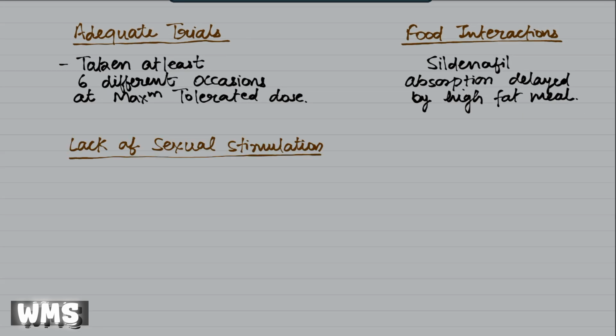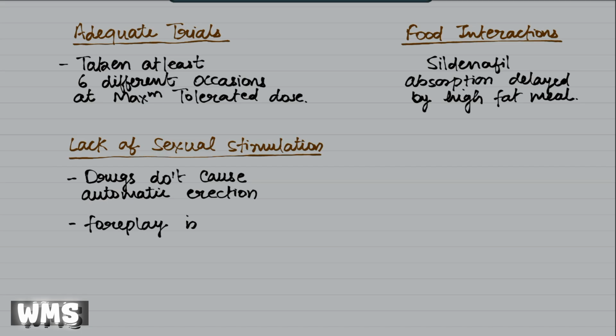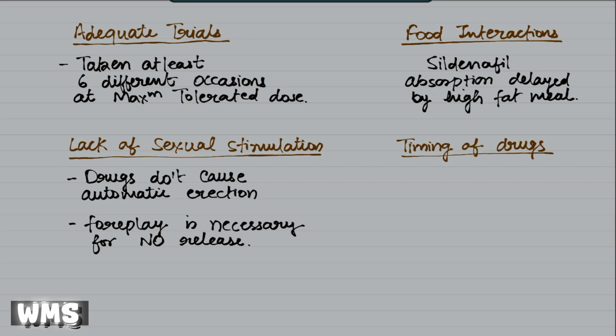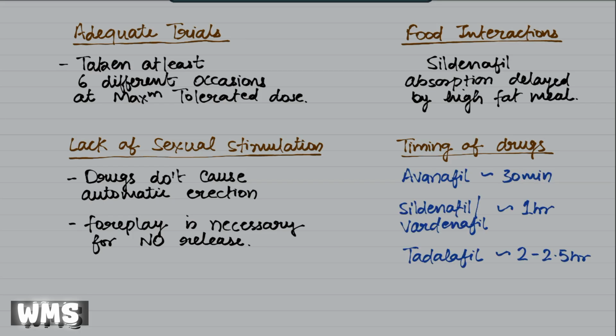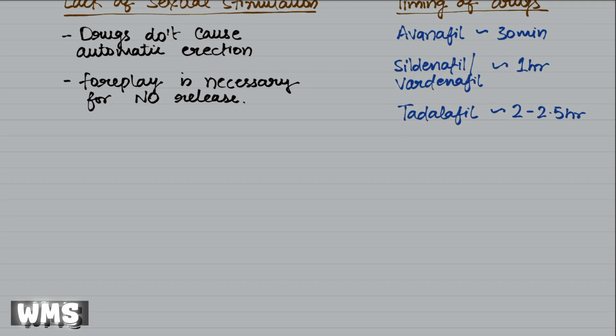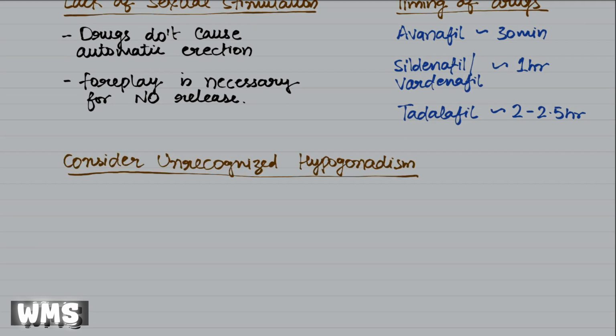Third, and very commonly missed, is lack of sexual stimulation. These drugs do not cause automatic erection. They only enhance the nitric oxide pathway. So if there is no physical or psychological stimulation, for example foreplay, endogenous nitric oxide will not be released and the drug will appear ineffective. Fourth, timing of the drug is crucial. Each drug has a different onset. If taken too early or too late, the effect may not be optimal. Finally, always consider unrecognized hypogonadism.